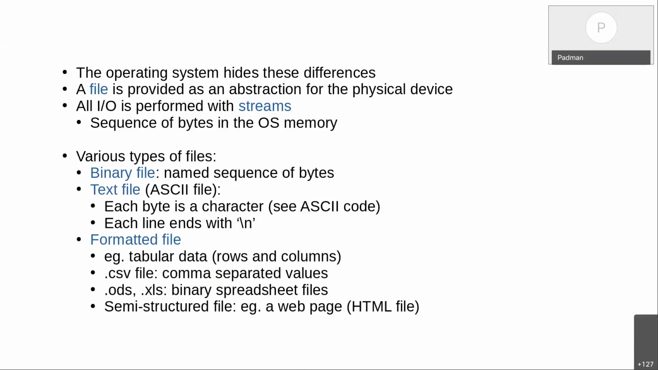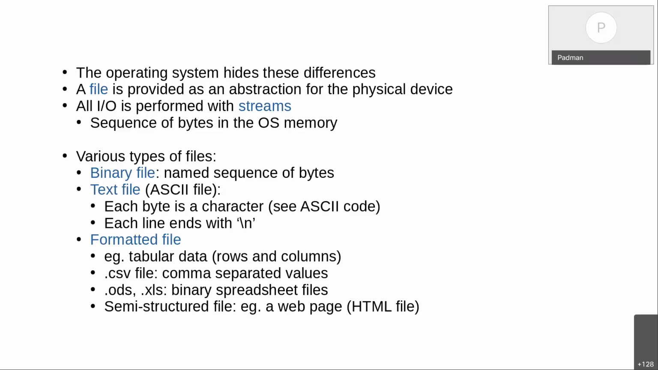And input output is performed with streams. So a stream, you can think of it as like a river. Once you attach a stream to a particular file, then you can transfer data back and forth through that stream. It's a sequence of bytes. So let's see various types of files.